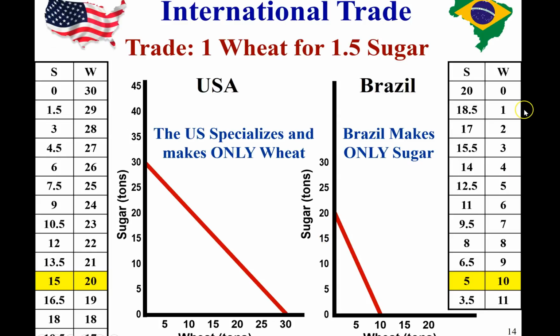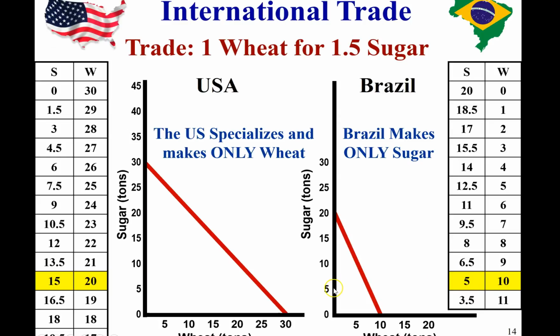On the other side, we can do the same thing with Brazil. Look at Brazil. They're going to produce 20 sugar and 0 wheat, because they are specializing. So if they trade away 1.5 sugar, they get 1 wheat in exchange. And this is the numbers, right? We can go to 17 and 2. And we can follow those numbers down. We get down here where they have traded away 15 of their sugars. They're left with 5 sugars, and they've imported 10 wheat. And this is going to be their consumption here, because this was what they're left with.